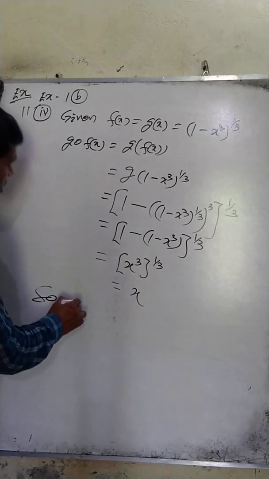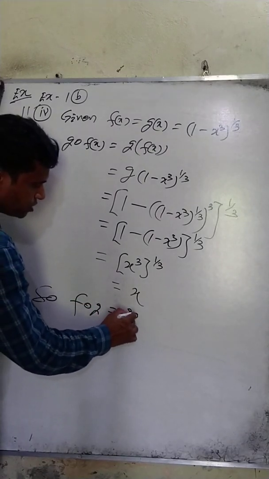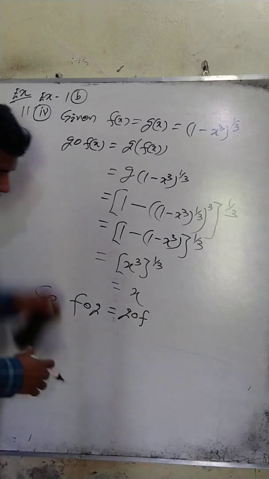So f composite g is equal to g composite f. Okay.